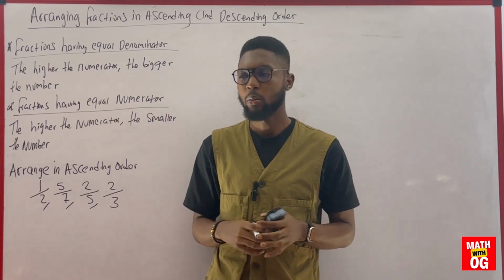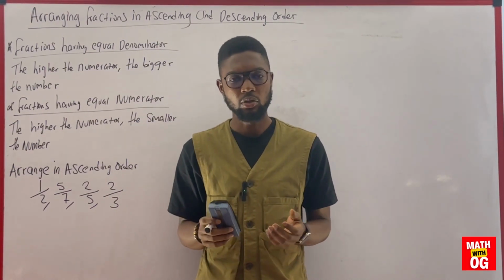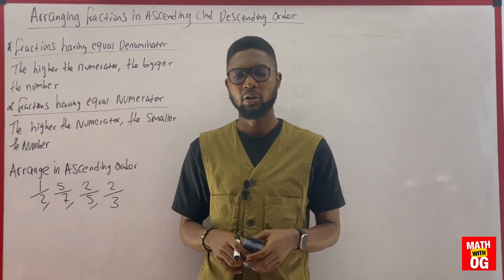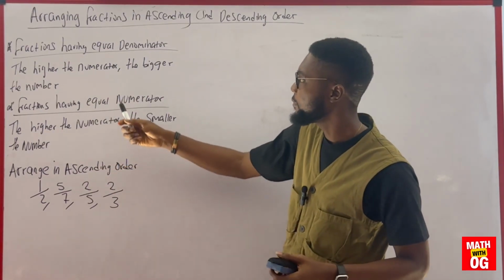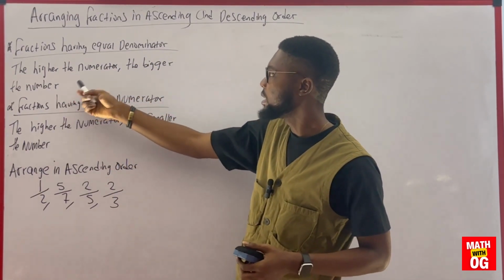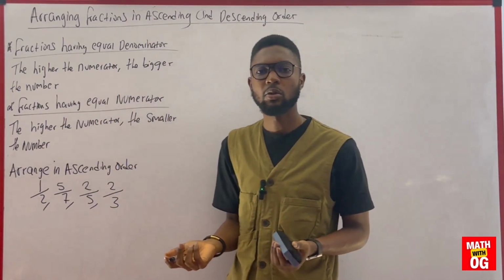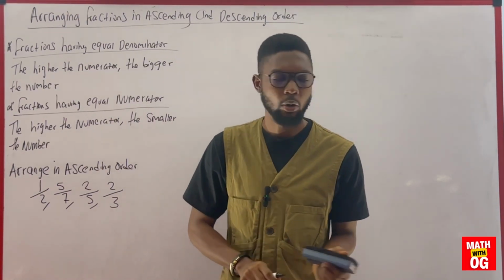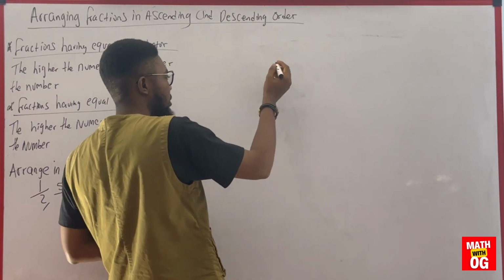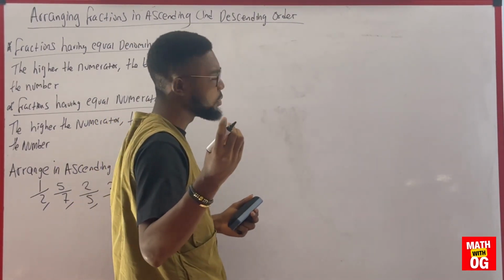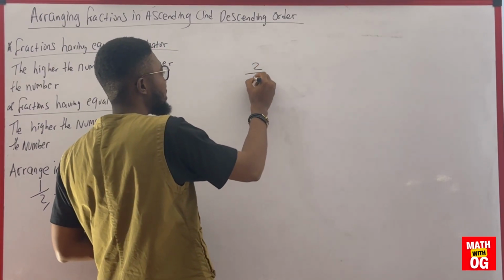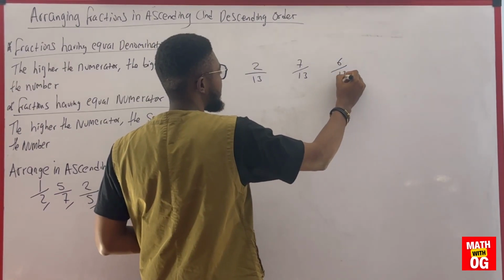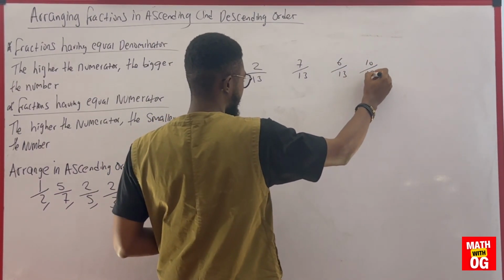The one that is most common is making the fractions have equal denominator, because we also use that during addition and subtraction of fractions. So the first case: whenever fractions have equal denominator, the higher the numerator, the bigger the number. So the number with the bigger numerator is actually the bigger number. I have a group of numbers here. Let's make the denominator 13. You have 2 over 13, 7 over 13, 6 over 13, 10 over 13.